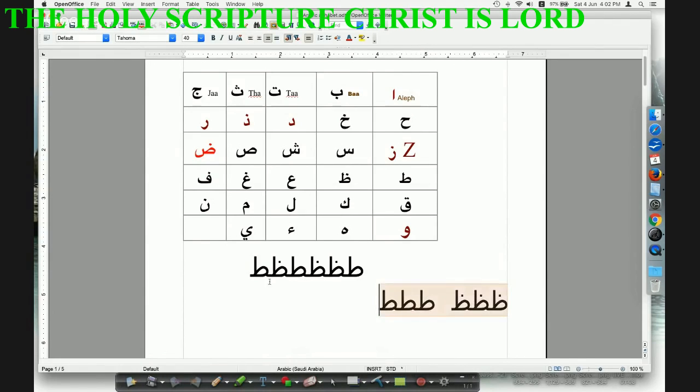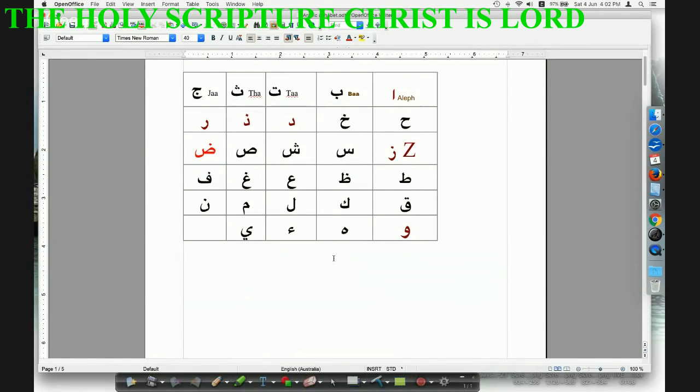Let us take A and Gha. A, this is A by itself. This is A in the beginning. And this is A at the end. So let us see how A is written. Look with me.